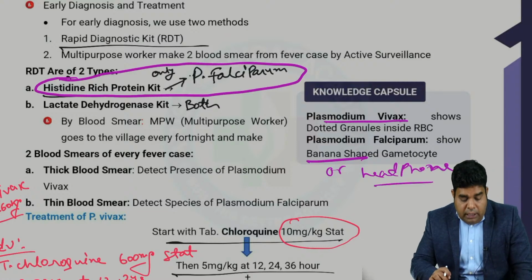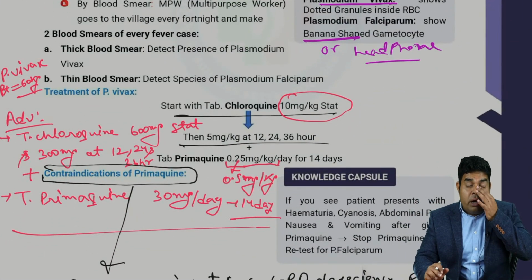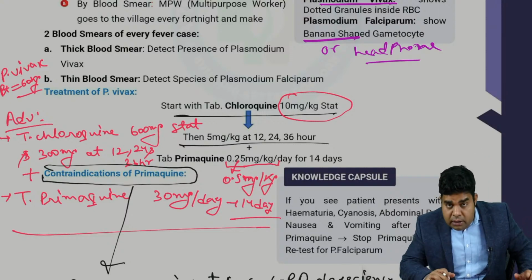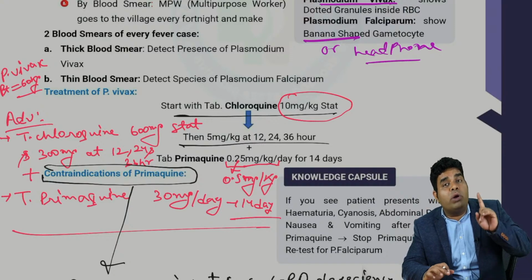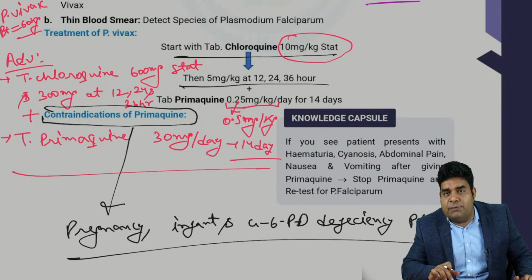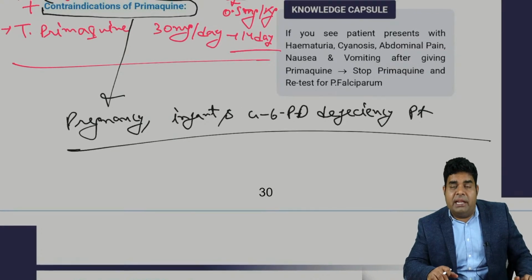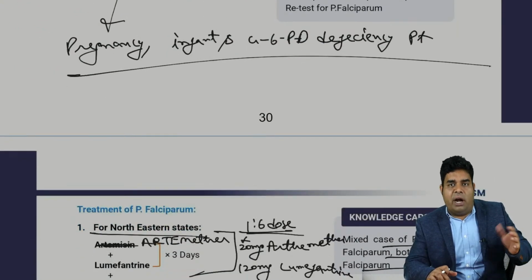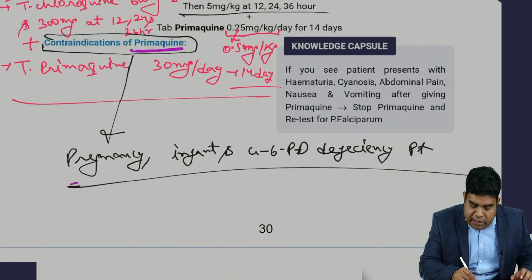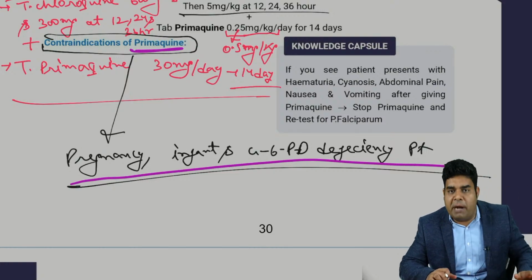Now, other than that, in the treatment part, they ask a lot of questions from the drug. Do remember, for vivax malaria, drug of choice is chloroquine. And we also give primaquine for 14 days because malaria is hidden in the liver. So chloroquine plus primaquine is for vivax. And for falciparum malaria, we use artesunate or artemether. But do remember one more thing here, that primaquine is something which we can't give in pregnancy, infant, and G6PD deficiency patient. 3 group, we don't give primaquine.